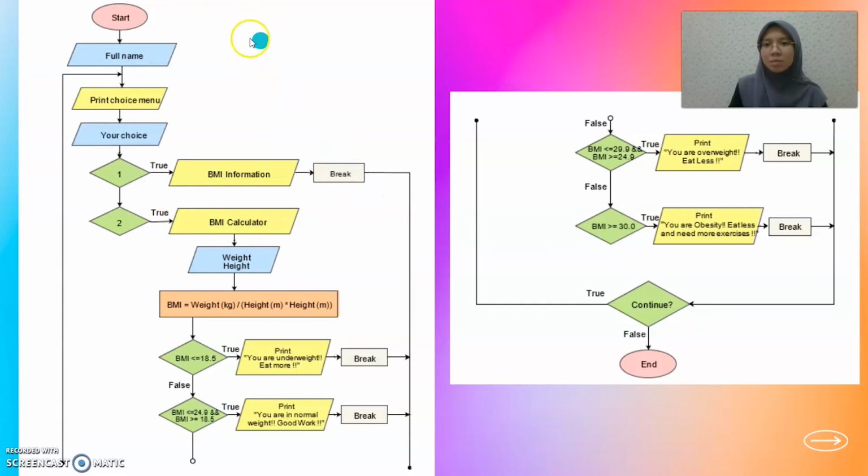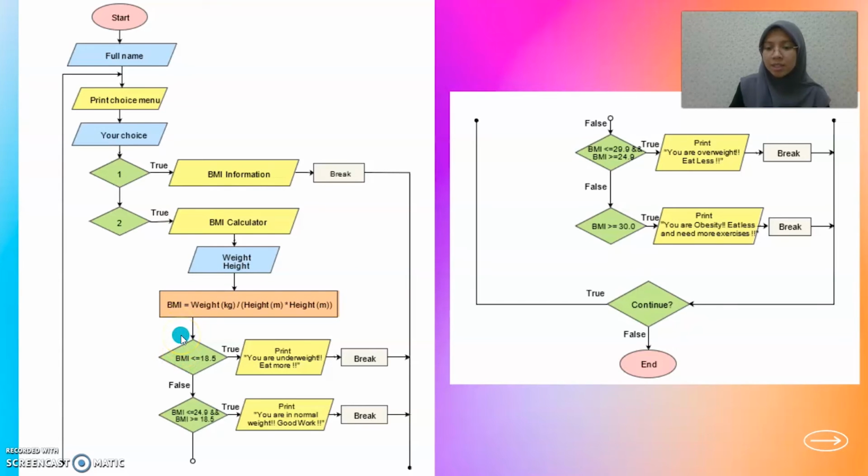Okay, after the system is compiled and run, the user will be asked to enter their full name, and then the system will print the user's full name and the choice menu so that the user must choose from the menu. The user will be asked to enter their choice. If they choose one, the system will print the BMI information, and if the user chooses two, the system will print the BMI calculator, and the user will be asked to enter their weight in kg and their height in meters. After that, the system will process the weight and height with the BMI formula. BMI equals weight in kg divided by height in meters times height in meters.